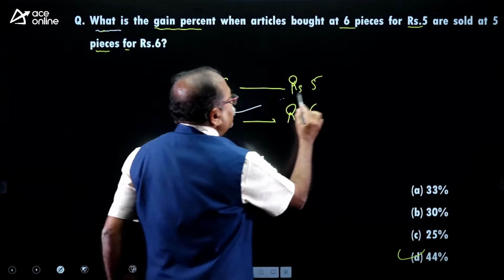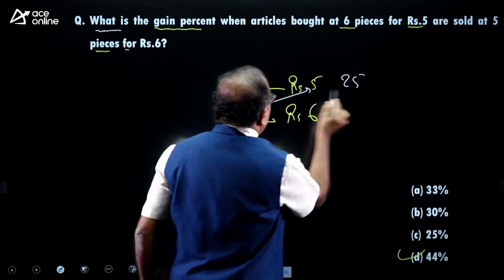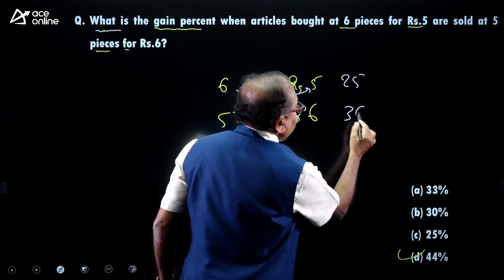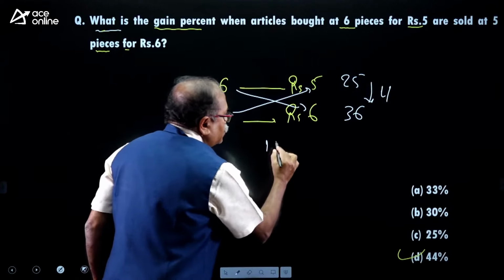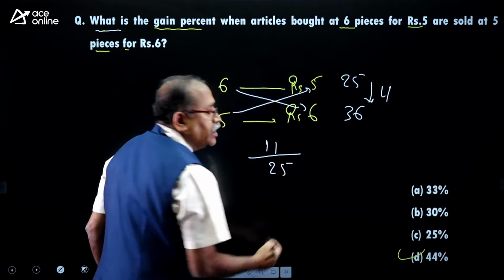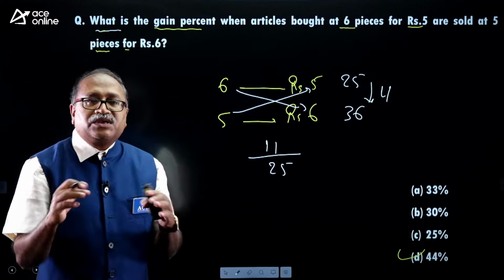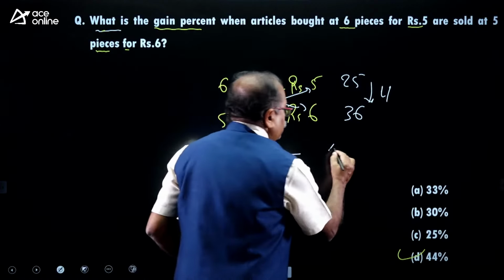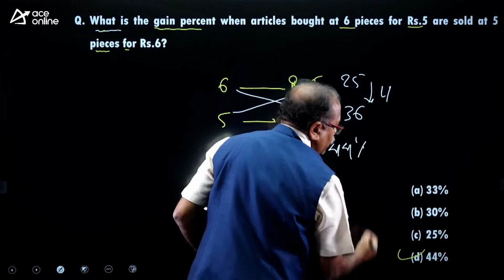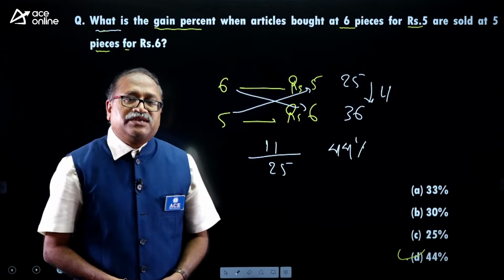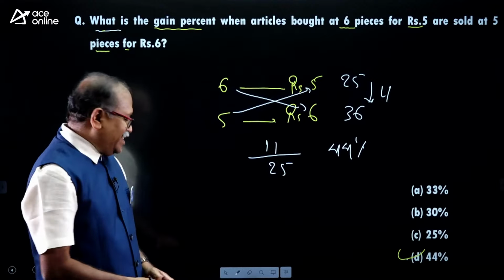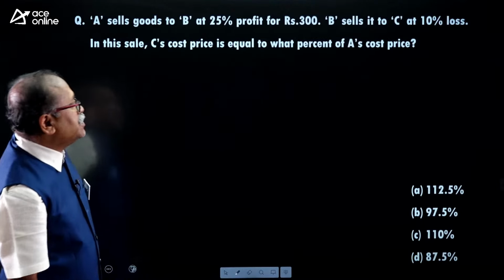The very common approach: this product's CP is 25, its SP is 36, so there is a profit of 11 over 25. So 11 is what percentage of 25? 1 by 25 is 4%, so 11 by 25 is 44%. So rightly said, my young friends, 44%. For those who know, it's a revision type. Okay, let's move on to the next question here.